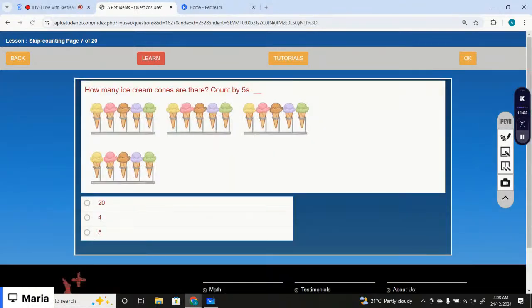How many ice cream cones are there? So, which is the correct option? The correct option is option number one, 20.